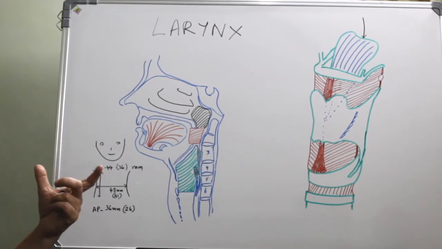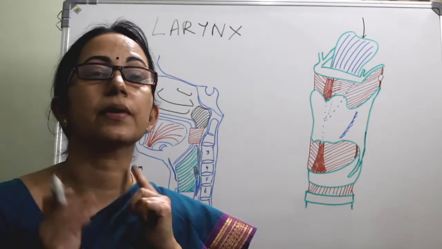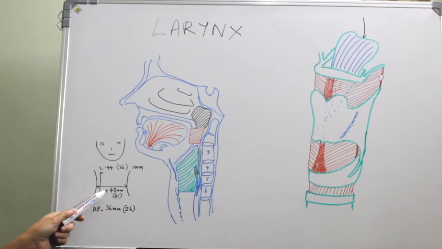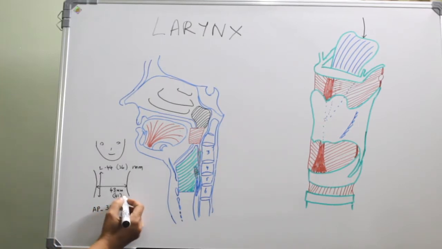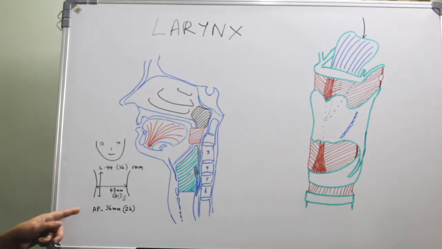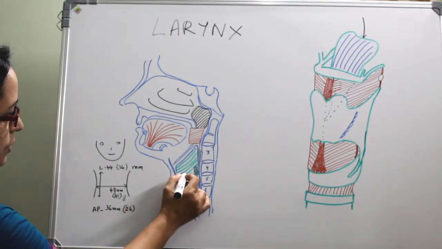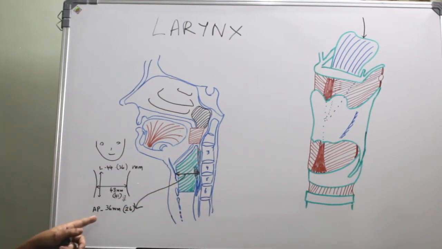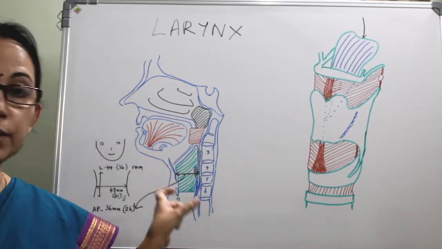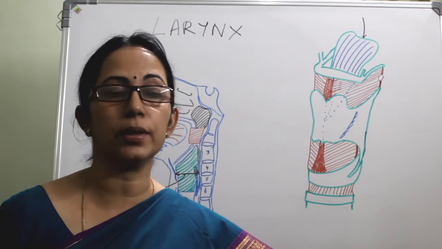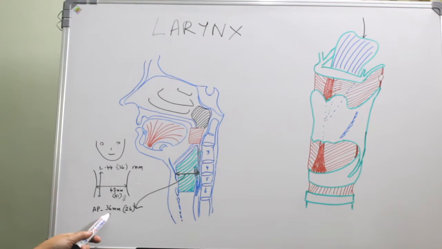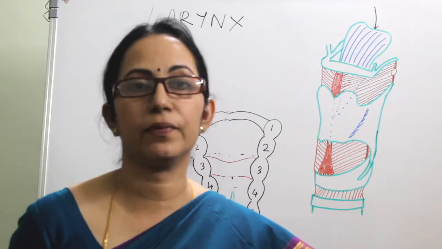And the transverse diameter, from here to here, is around 43 millimeters in males and 41 in females, and the AP diameter, from anterior to posterior, is 36 in males and 26 millimeters in females. This anteroposterior dimension is almost equal in boys and girls up to puberty, and after that it almost doubles in males. Development of the larynx is very important.